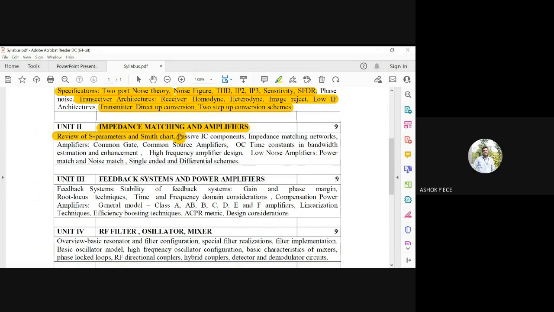Then you have the passive IC components. See, the basic components we use are resistor, inductor, and capacitor. These are going to be used in any electronic circuit, right? For these components, we think the value is going to be constant. But what happens at high frequency is that these values are going to change. The same resistance which provides, say, 5 ohms at low frequency will not provide the same 5 ohms at high frequency. It will start varying. The same inductor which was working perfectly at low frequency will not work at high frequency.